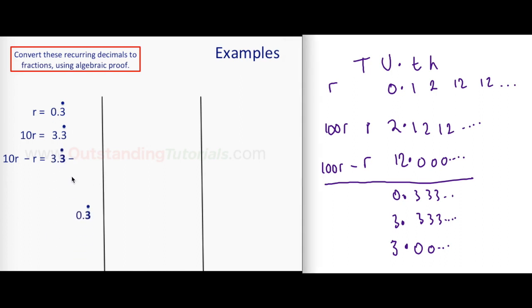So you see everything after the decimal place is identical. So they're subtracting and they're going to cancel. So 10R minus R, which is going to give you 9R. And then you're left with just 3 here because them two are going to cancel. Then you divide both sides by 9. You're left with R is equal to 3 over 9. Now that can be simplified. Divide top and bottom by 3 to get 1/3.